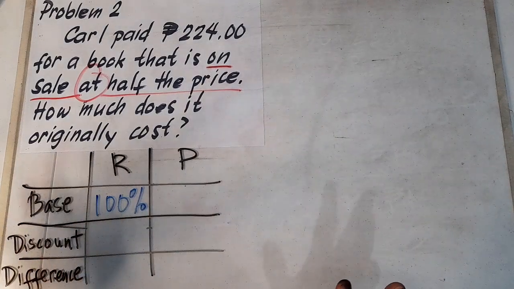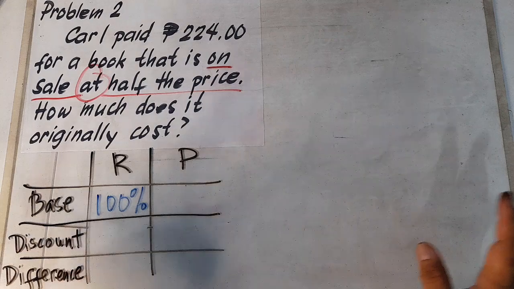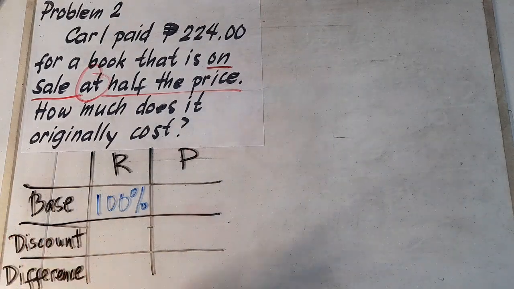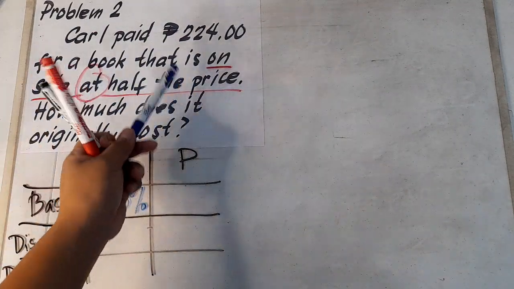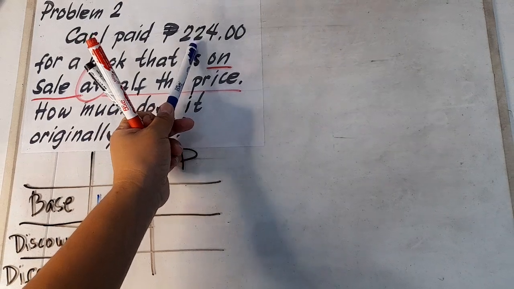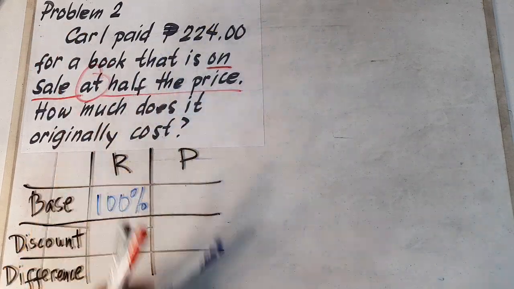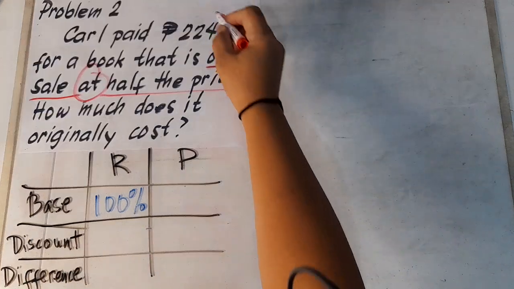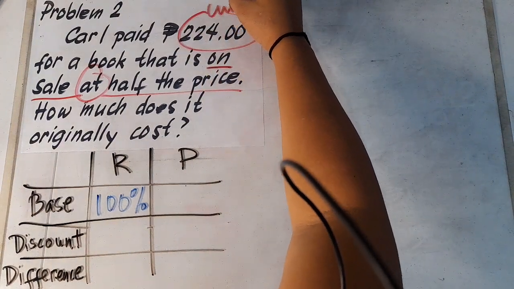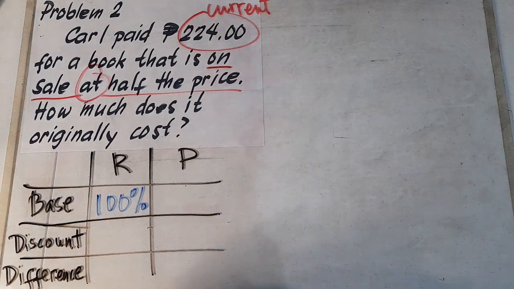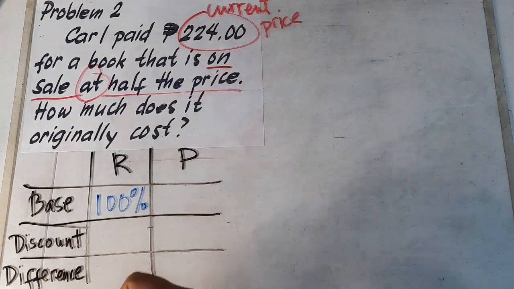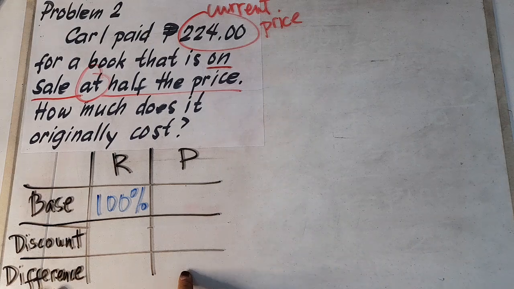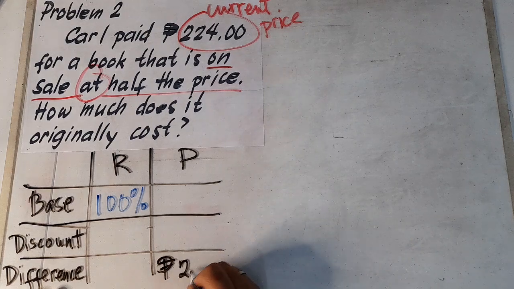But I will show you how to solve this problem using ratio and proportion. Okay? Particularly direct proportion. So, what is 224 pesos for a book that is on sale at half the price? Since Carl paid the book at 224 pesos, ibig sabihin, yung 224 pesos is the current price. Okay? Yan yung current price. And since that's a current price, saan natin ilalagay yung current price? Ilalagay natin yun dun sa difference. Okay? So, this is 224.